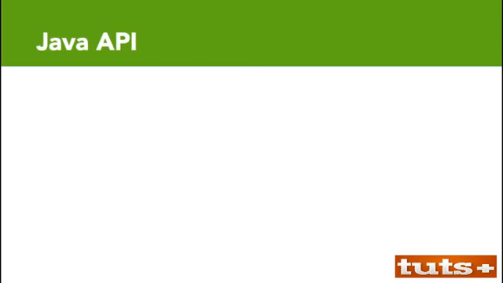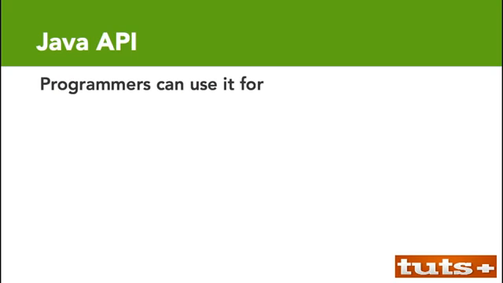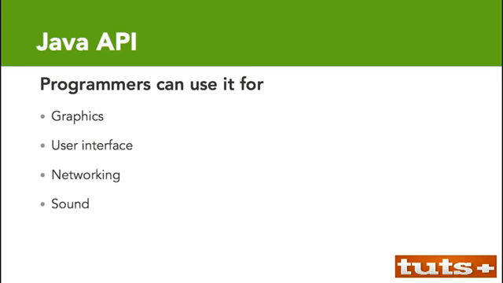The Java API is a collection of software packages, classes, interfaces, with their respective methods, fields, and constructors. Programmers can use this pre-written code for graphics, user interface components, networking, if they want to add sound to their program, or maybe access a database. We've already mentioned the math class, which includes many math operations that you might need to use.